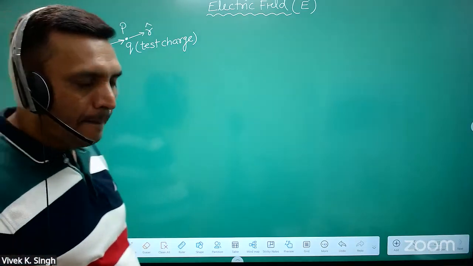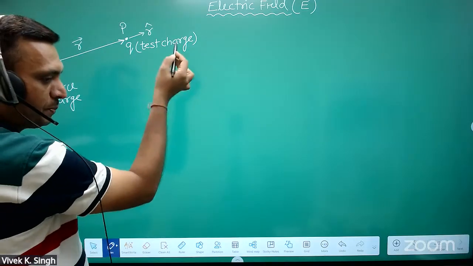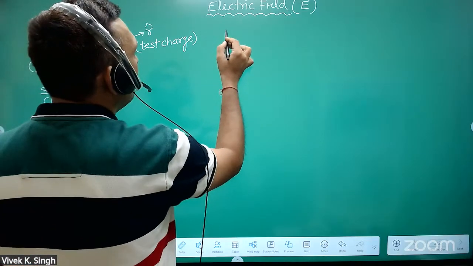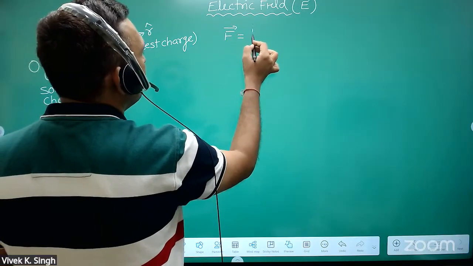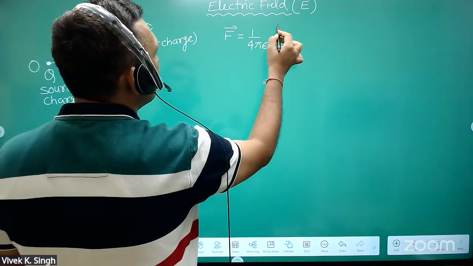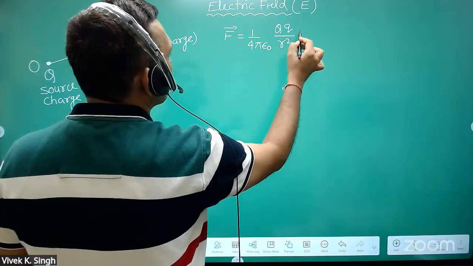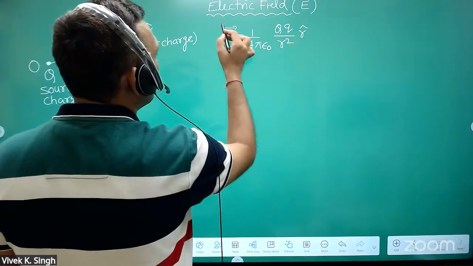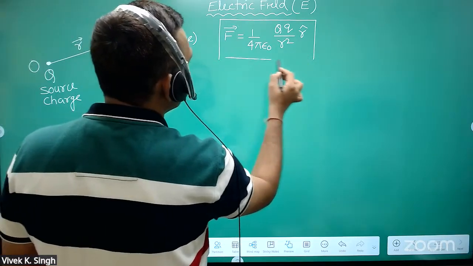तो क्या होगा? ये टेस्ट चार्ज फोर्स एक्सपीरियंस करेगा, और ये फोर्स क्या होगा? 1/4πε0 Q into q by r square r cap. According to Coulomb's law, this is the force.